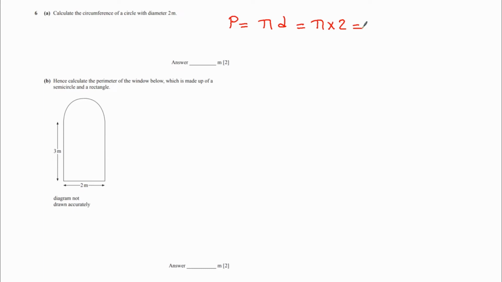If we put this in the calculator, this would be 2 times pi, which is 6.28 in 2 decimal places, rounding it off to 2 decimal places. So that is 6.28.